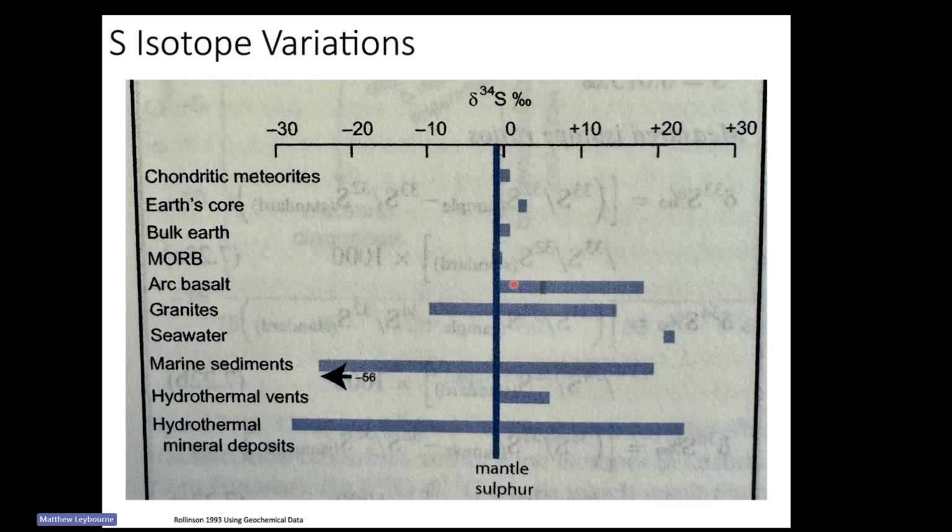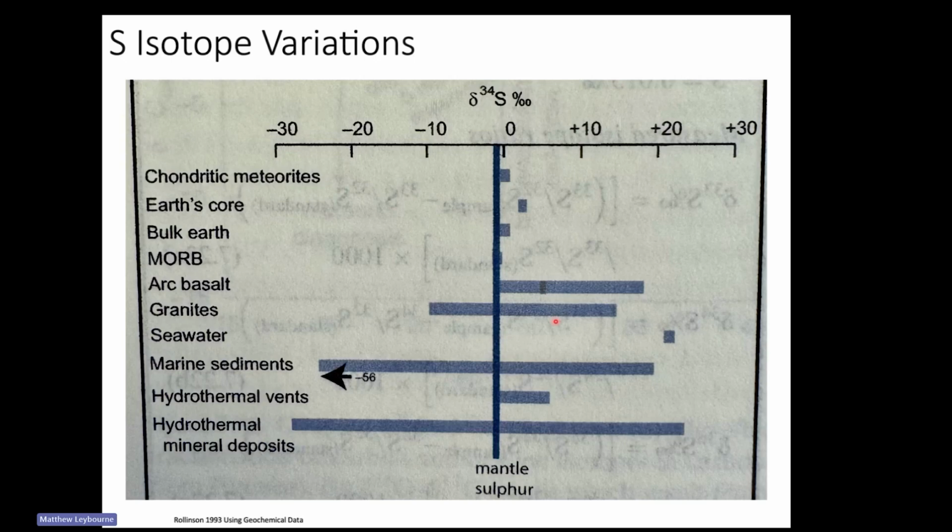Arc basalt is much more positive. As we talked about last time, arc magmas are more oxidizing than, say, mid-ocean ridge basalt magmas. So arc magmas have a lot of SO2, whereas MORBs have a lot of H2S.